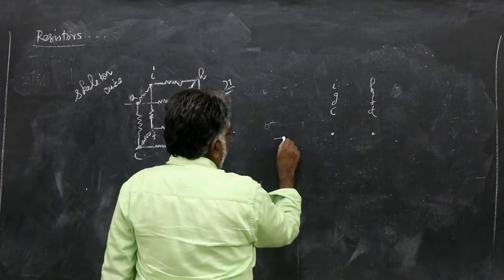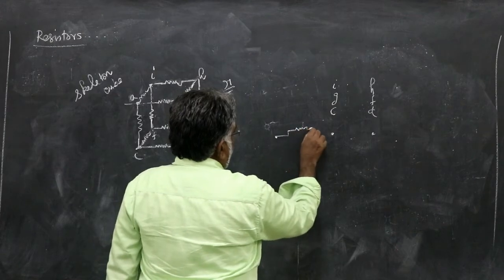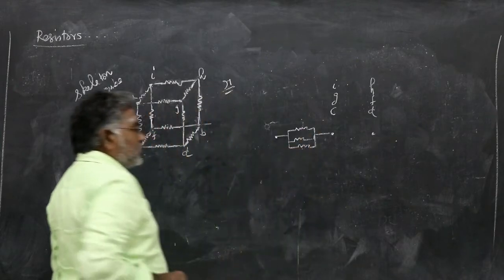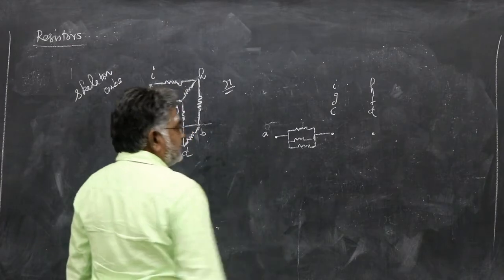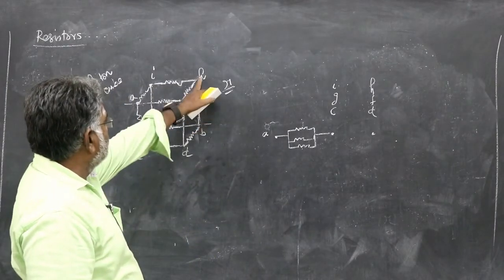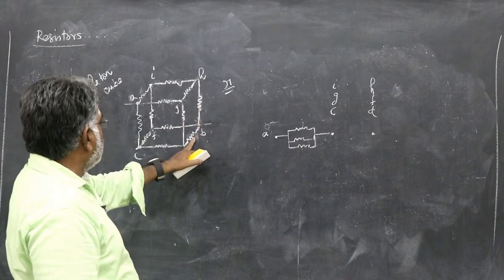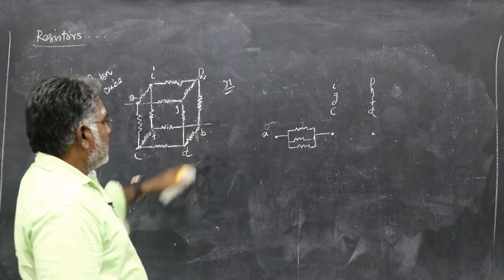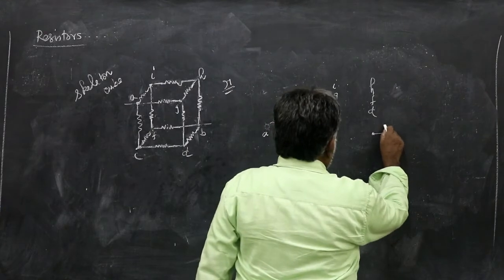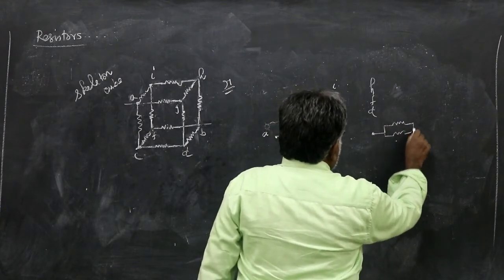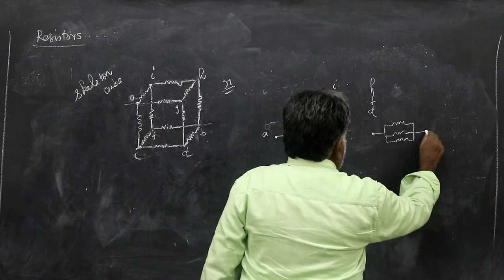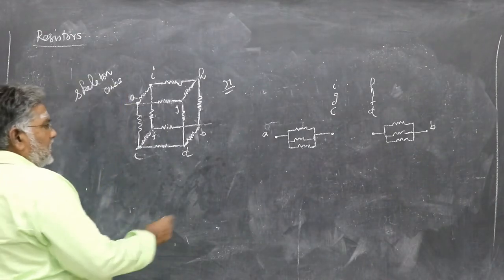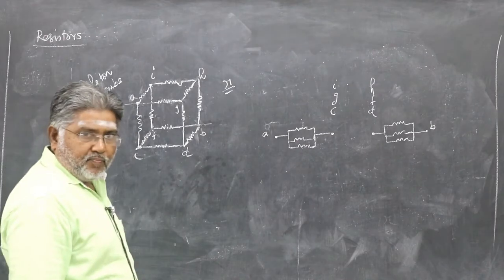So from A, all the three resistors. Similarly, from B to these symmetry points, R each. So totally 6 resistors we have considered, 6 more are there.